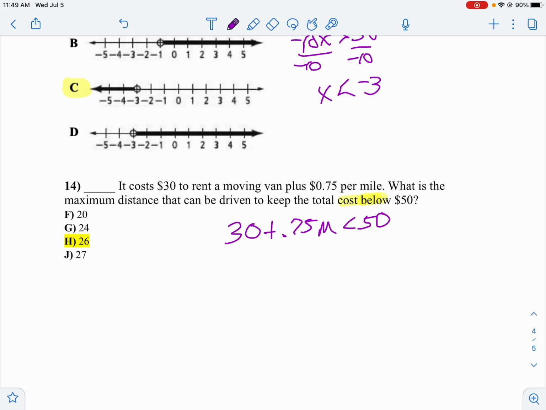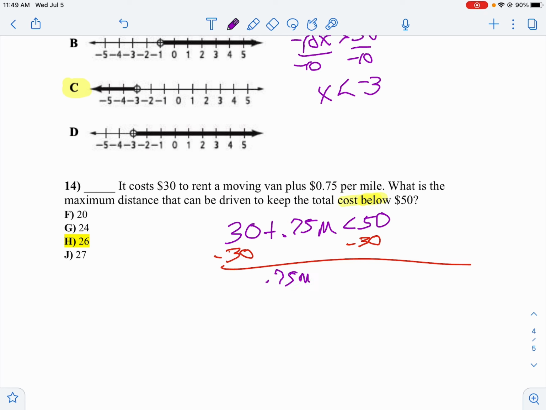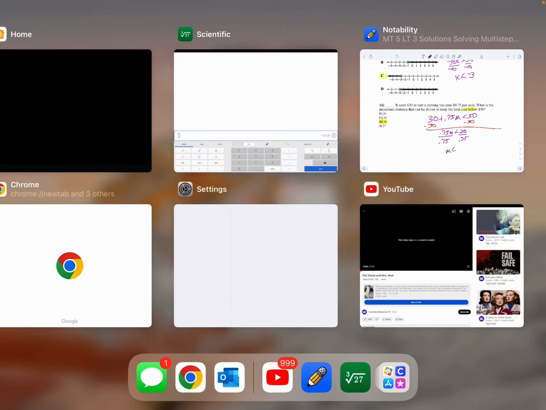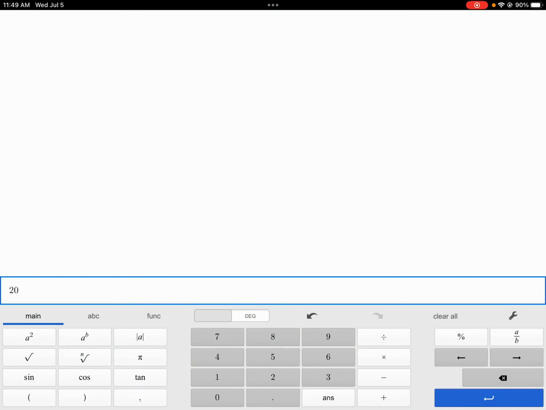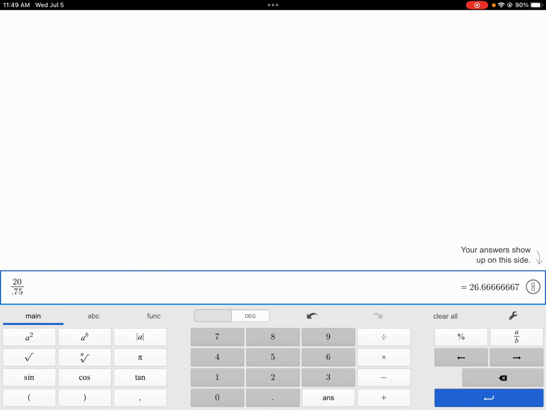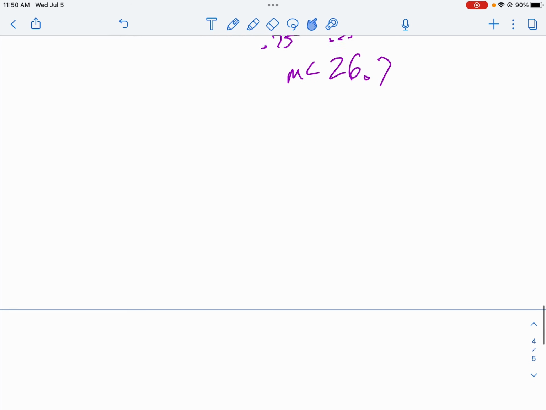So let's solve this. First thing I'll do is minus 30 from both sides. So then we'll get 0.75 m is less than 20. I'll divide both sides by 0.75. Use my calculator for that. So I'll take 20 divided by 0.75. And we get 26.7, we'll say. So I want the biggest number that's less than 26.7. Notice 27 is not less than 26.7. So our correct answer is indeed H. I think that's our last question. Just want to double check.